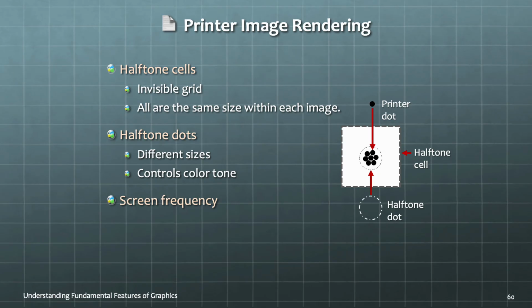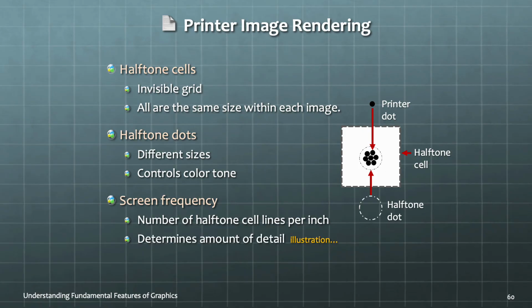Here's another new term related to printer image rendering: screen frequency. Screen frequency is measured in lines per inch, which indicates the number of halftone lines or rows of halftone cells printed in an inch. The important thing here is that screen frequency is a little bit like printer dots per inch, except here we're talking about the size of the cells containing those printer dots. Screen frequency determines how small each halftone cell is, thus the amount of detail and smoothness of the printed image.